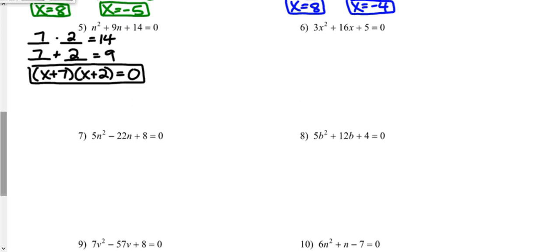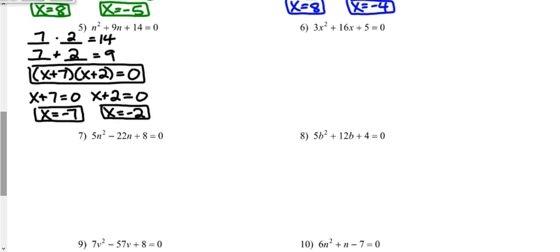And then I'm going to find the solutions. So x plus 7 equals 0, and x plus 2 equals 0. And then I'm going to subtract, so x equals negative 7. And over here I'm going to subtract 2 on both sides to get x by itself, so x equals negative 2.